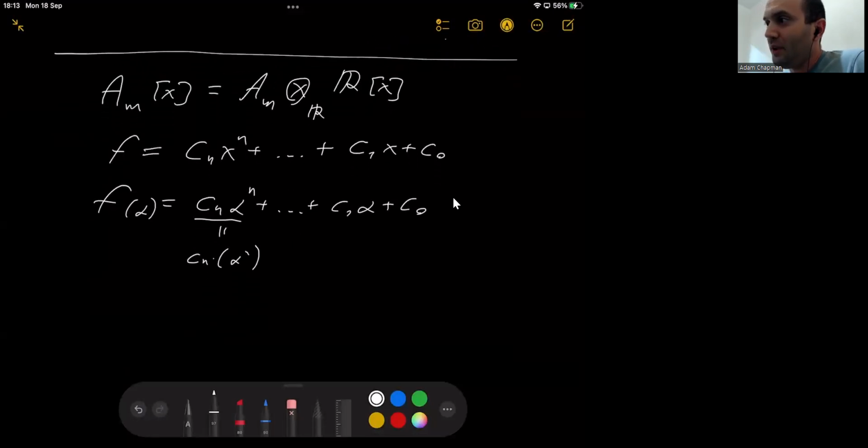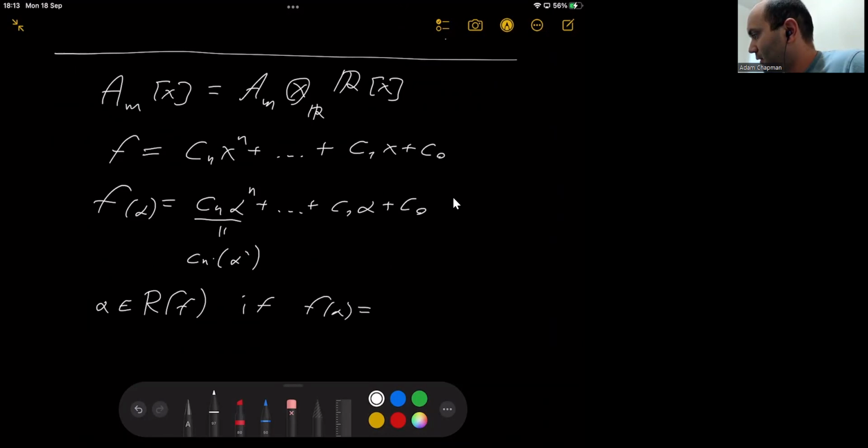So what do we mean by roots? We say that alpha is a root of f, and here I'm just saying that being a root of f is like belonging to the set of roots, which I denote by capital R of f, if plugging in alpha gives you 0. That's what we mean by a root here. And the basic question is, why do we care about roots in this setting? And that's a legitimate question.